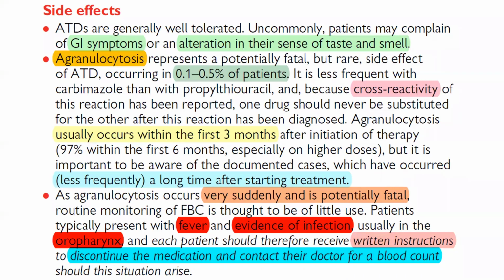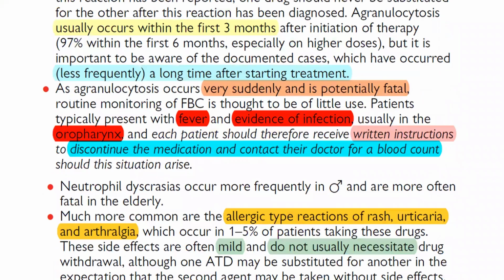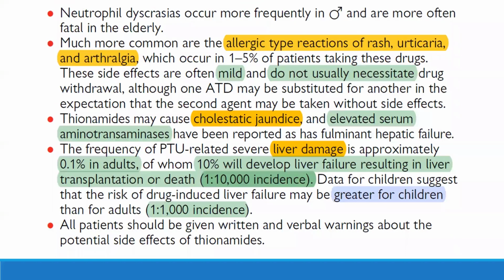How do we suspect agranulocytosis? Any patient presenting with fever or evidence of oropharyngeal infection and receiving anti-thyroid drugs, we should stop the anti-thyroid drug and do CBC with differential count. And another important side effect is liver failure. Liver damage with propylthiouracil has an incidence of about one in each 10,000. And in young children, it is more than this number, one for each 1,000 population.